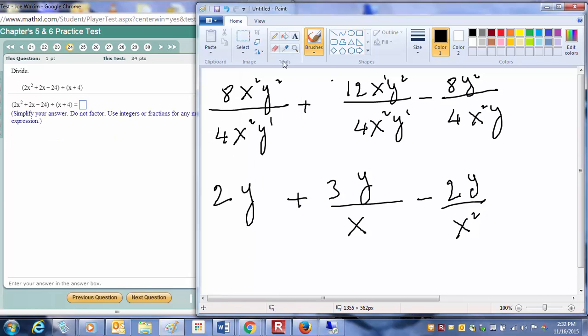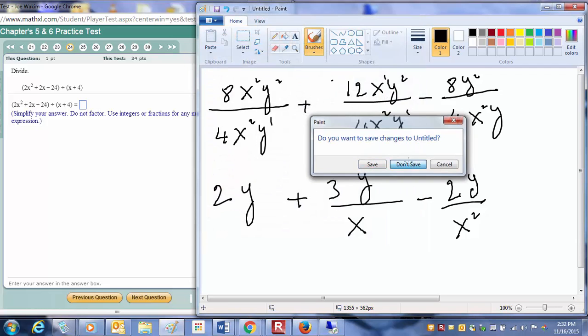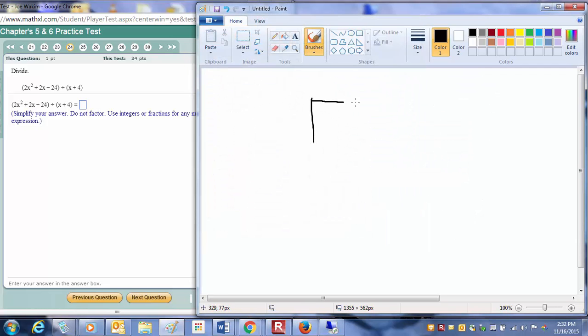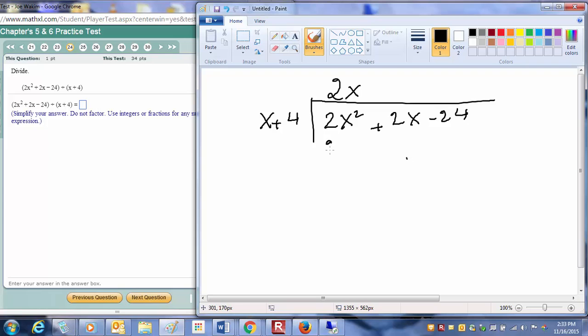Dividing by long division. So we have to try to divide 2x squared plus 2x minus 24 divided by x plus 4. So it's already listed in the right order, and all we have to do is start the division. What's the number you multiply by x to give me 2x squared? That's 2x. 2x times x is 2x squared, and 2x times 4 is 8x.